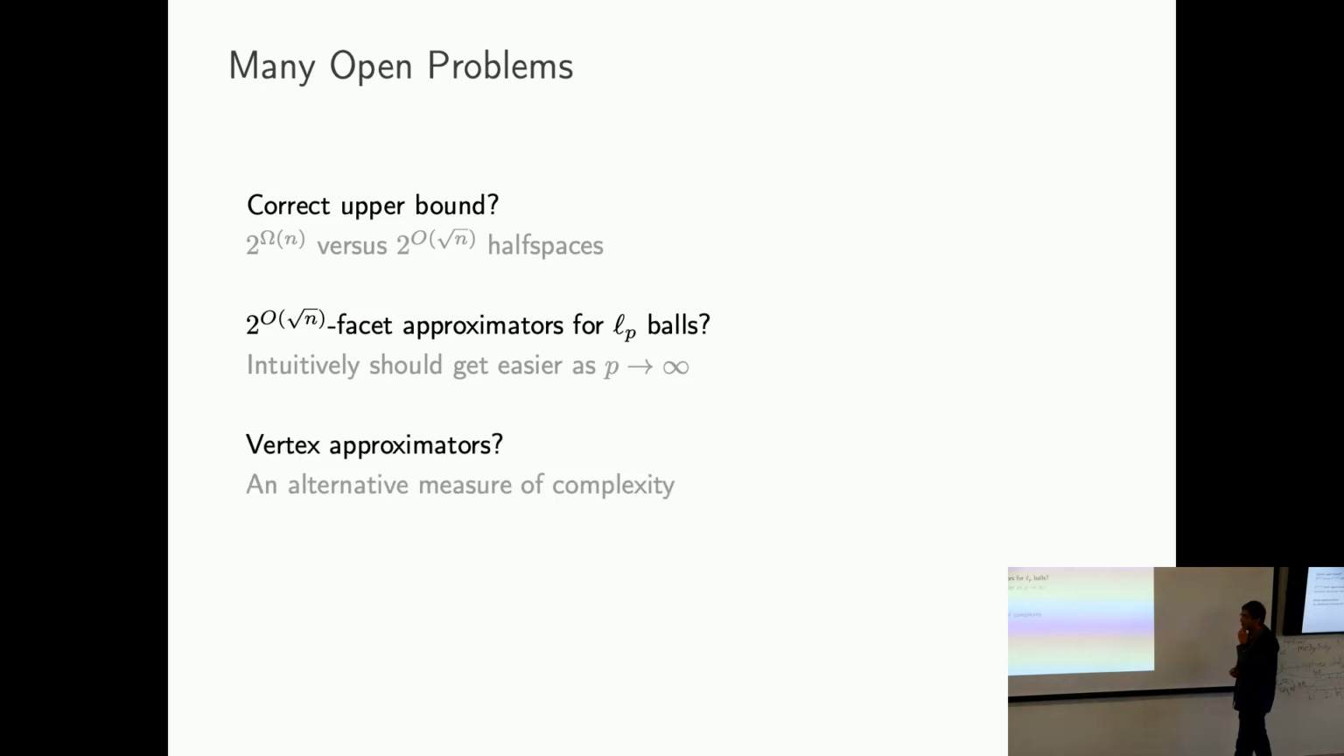Another natural question is, instead of thinking of the number of faces you need to approximate convex sets, you could think about the number of vertices you need, whose convex hull approximates the target set. It's a natural alternative measure of complexity, and this is a little bit like approximation by DNF, as opposed to approximation by CNFs. There's a bunch of other questions as well, but in the interest of time, I'm going to stop here. Thanks for listening.